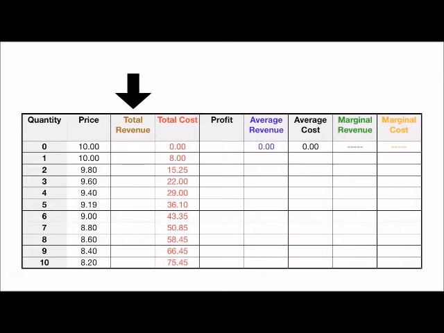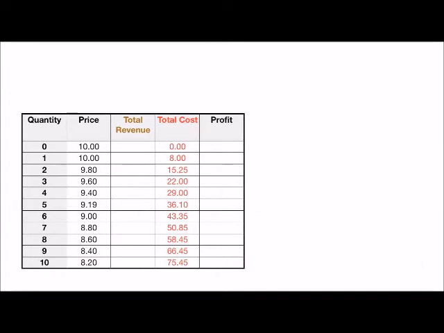First, I'll calculate total revenue, then profit, average revenue, average cost, marginal revenue, and marginal cost. Quantity is given, price is given, and total cost is given. So the very first thing I'm going to calculate is total revenue. Total revenue is quantity times price.